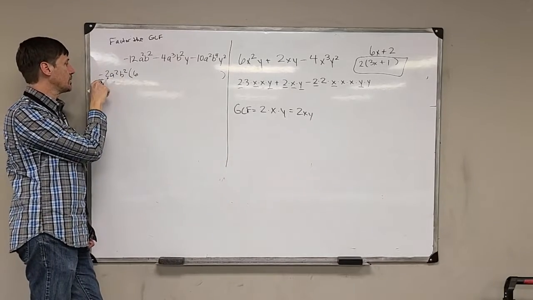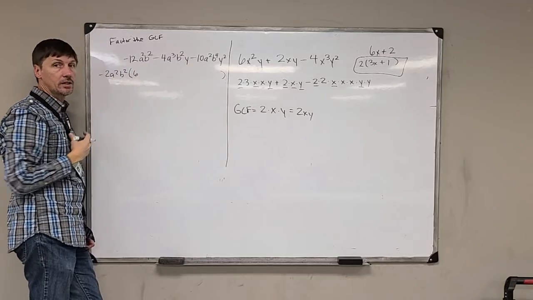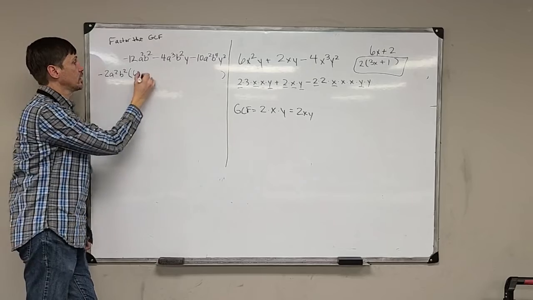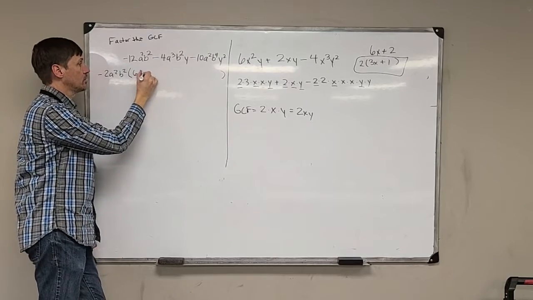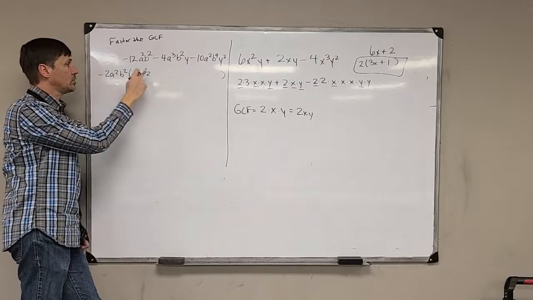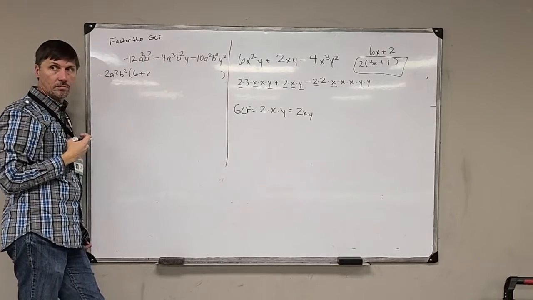Now let's look at our second term. How many times will negative 2 go into negative 4? 2 times, right? So we're going to have a positive 2 there, because negative 2 times positive 2 gives me negative 4.